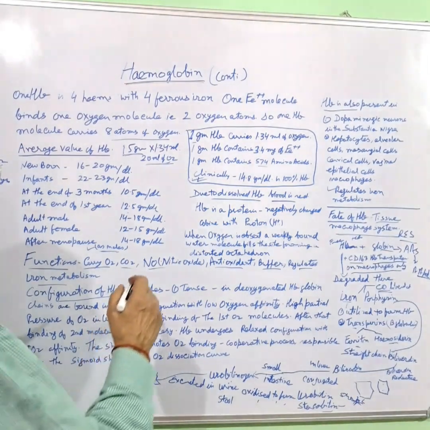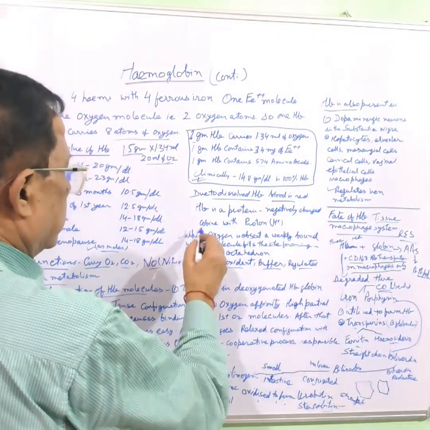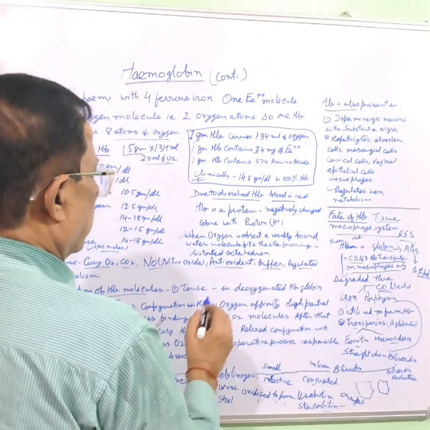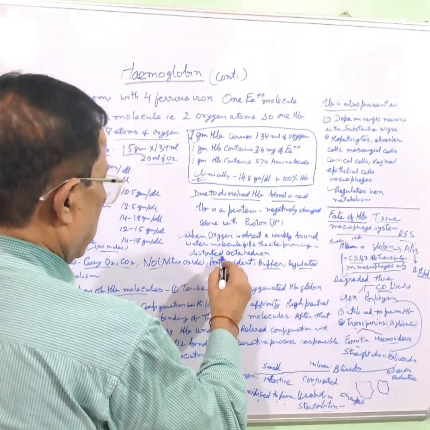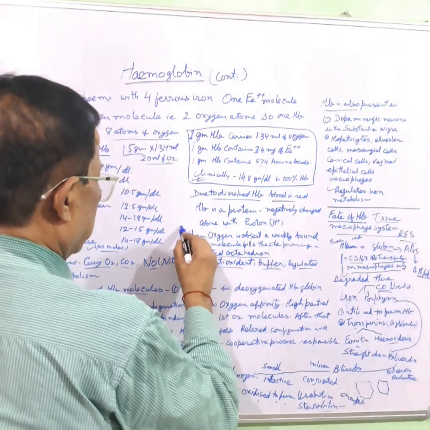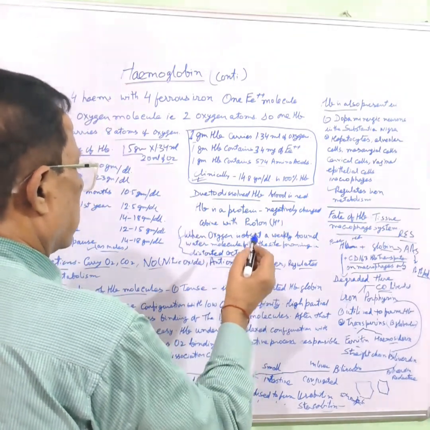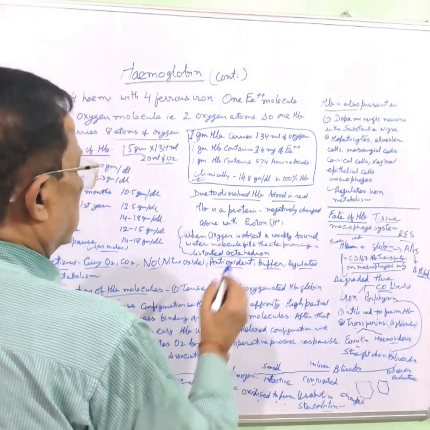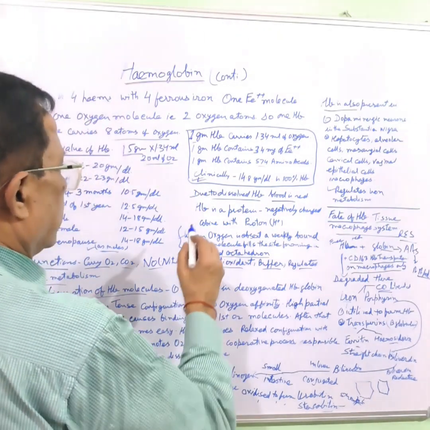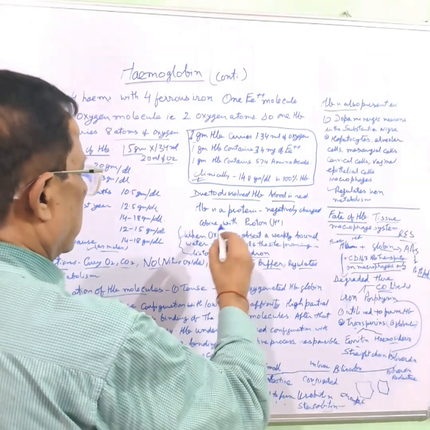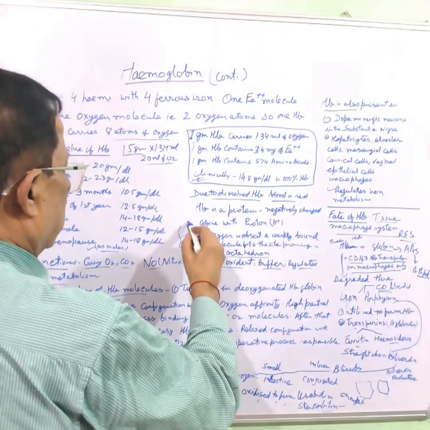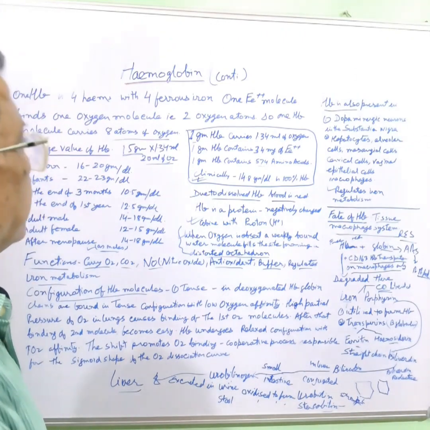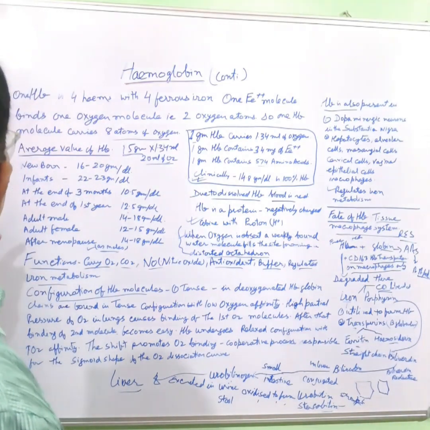When oxygen is absent, a weakly bound water molecule fills the site, forming a distorted octahedron. Hemoglobin is a protein, negatively charged, and combines with protons, therefore it works as a buffer. This is about hemoglobin.